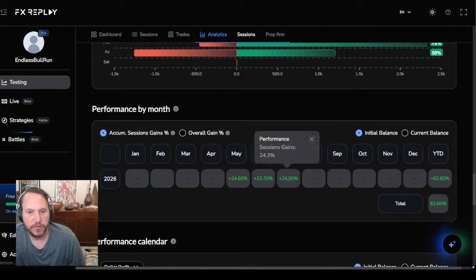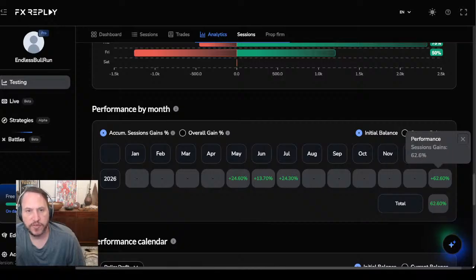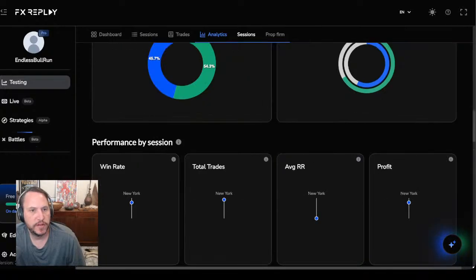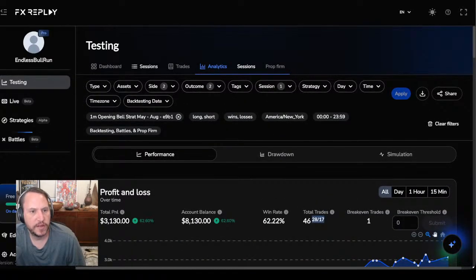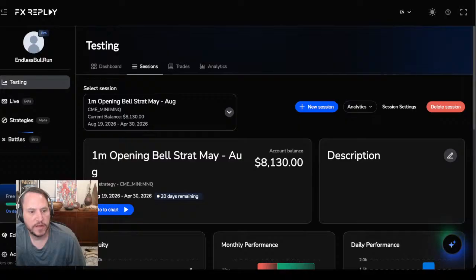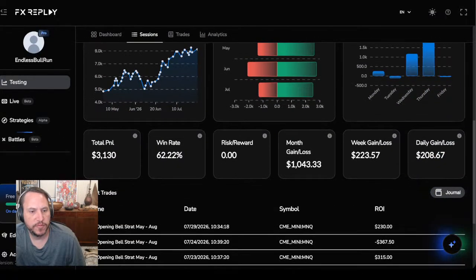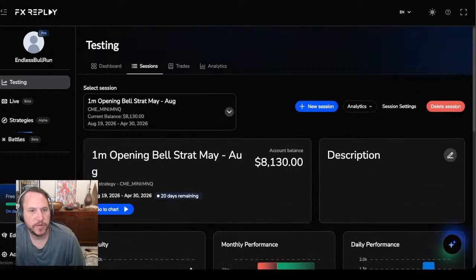In July, we grew the account 24%. So far, up 62% in this session. This is crazy. Okay, we have August left, and then I will break down everything.